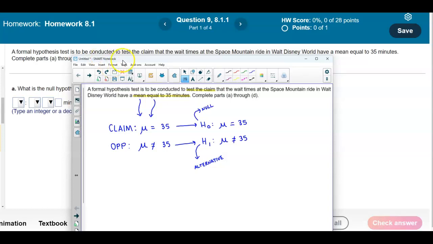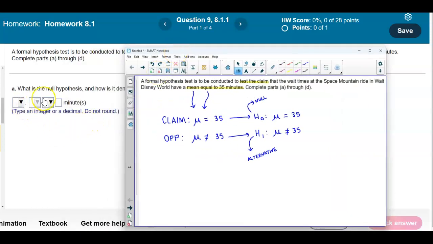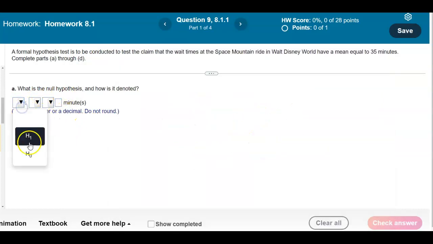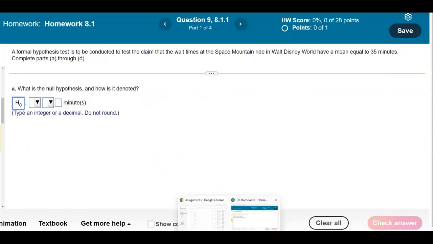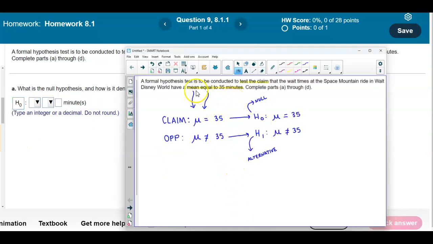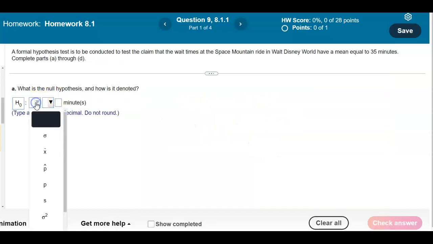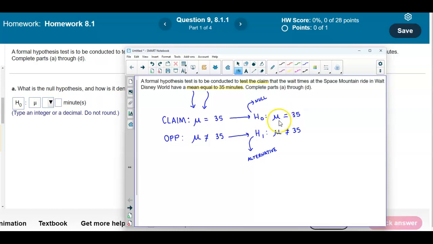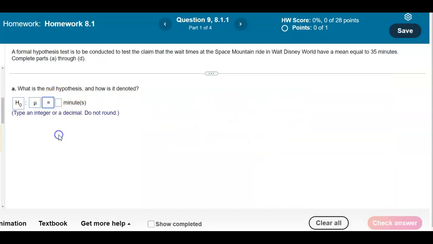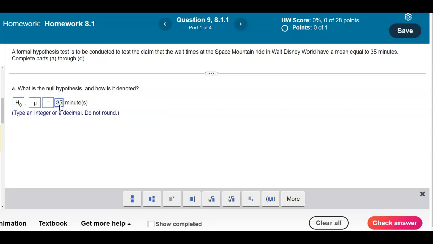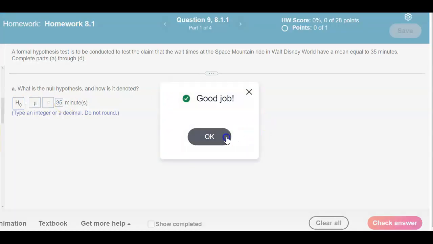So let's go ahead and try our results. Over here, it says the null hypothesis, which is H subscript 0. Then what are we testing? The claim that we're testing is the mean, so we use the symbol for the population mean, which is mu. Then we set it equal to 35 minutes, and let's check our answer. And there is our result.